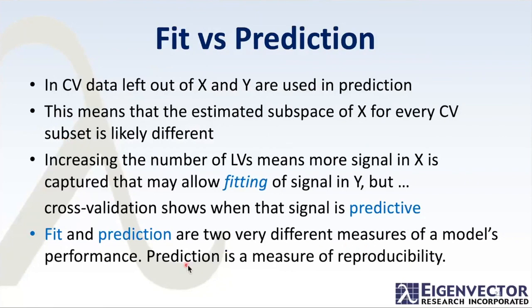Our prediction is really a measure of the reproducibility of our model. So what we're going to do in cross-validation is try to mimic prediction, and it says that we're going to estimate a new subspace in X for every cross-validation subset left out. And therefore, that subspace, those latent variables that are capturing variability in X, they're going to flop around a little bit as we do cross-validation. But we're trying to find the parts of that X that are most predictive for Y.